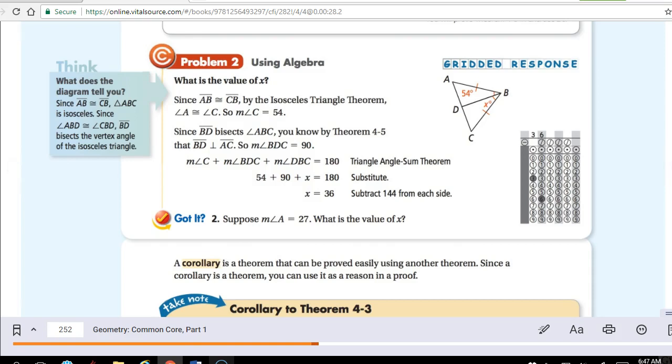What's the value of x? We're looking for x right here, and we see that they really are isosceles triangles. Okay, so we know that since that is congruent to that, this angle here is going to be congruent to this angle here. So if this one's 54, then this one, angle C, also has to be 54 because they're the angles that are across from congruent sides.